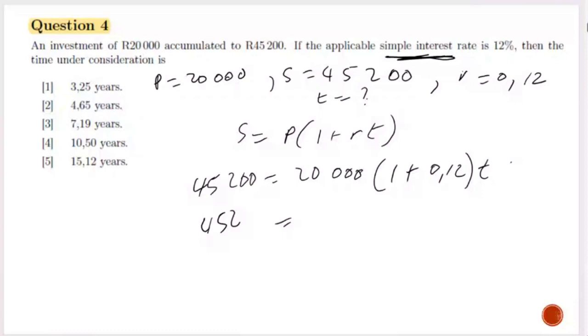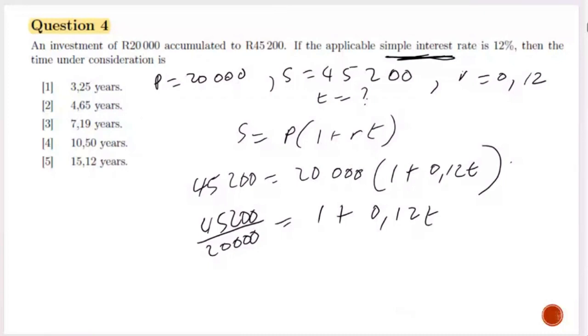What is this? This is 1 plus 0.12 T. So when you simplify, this one was a straightforward one. I want to go to the one which needs us to be looking at breaking down. It is 10.5. You can put it to the second decimal place, which is 10.00 years.